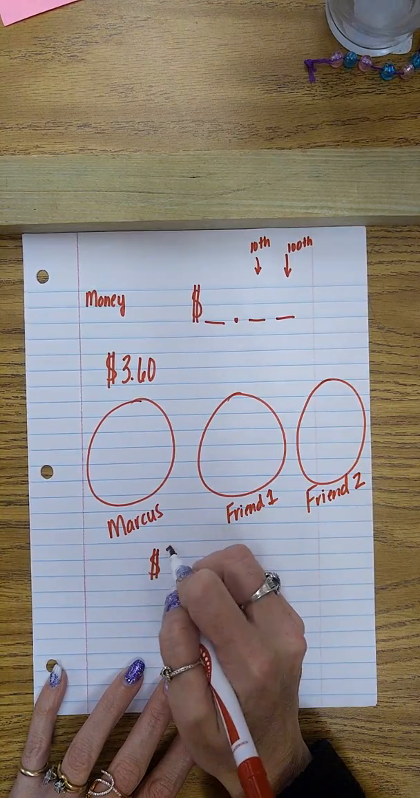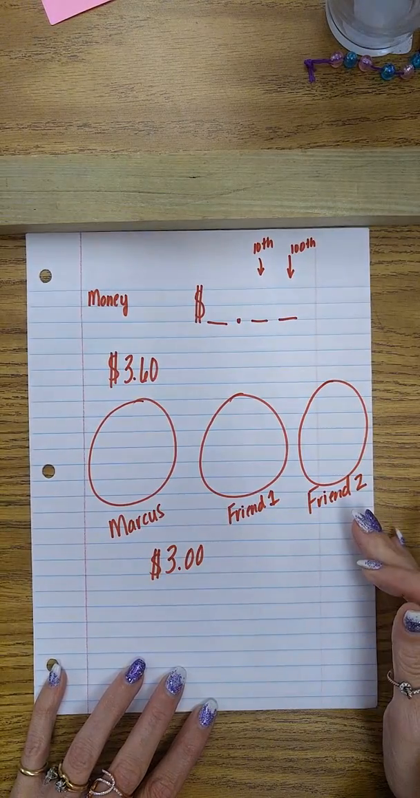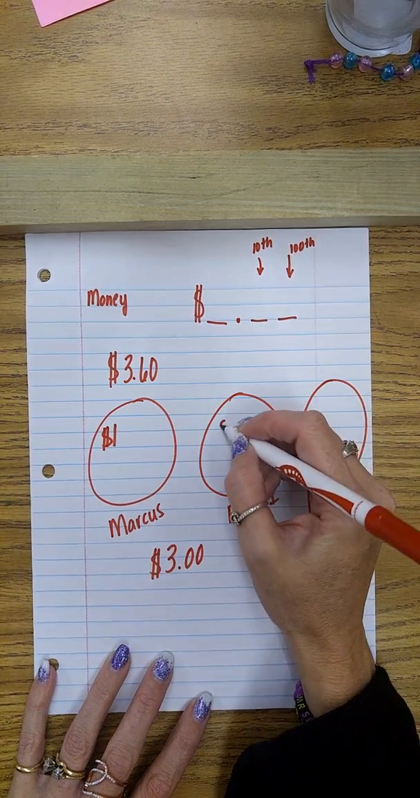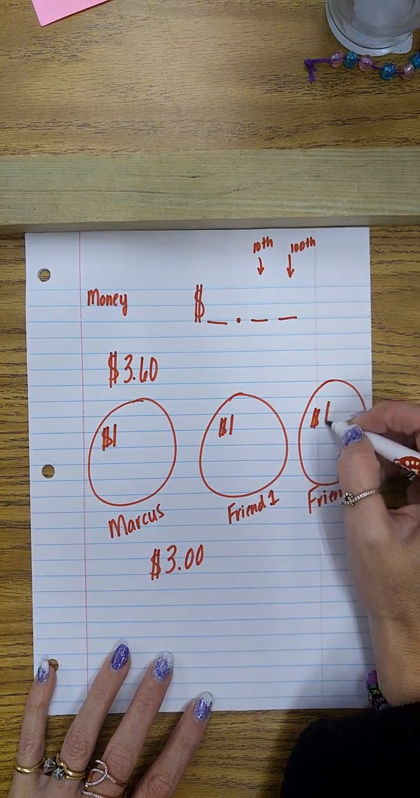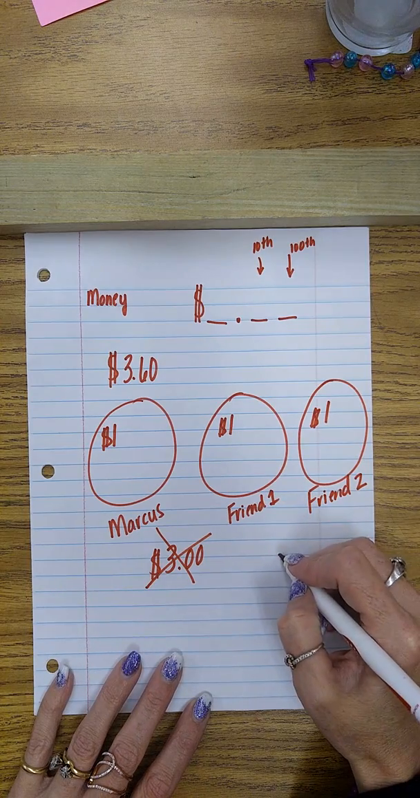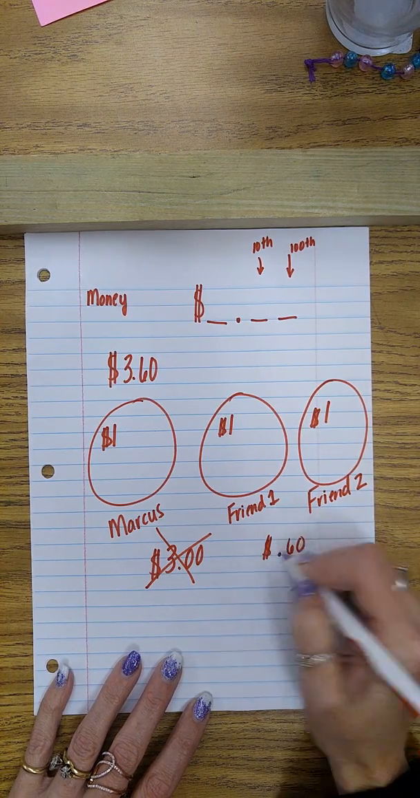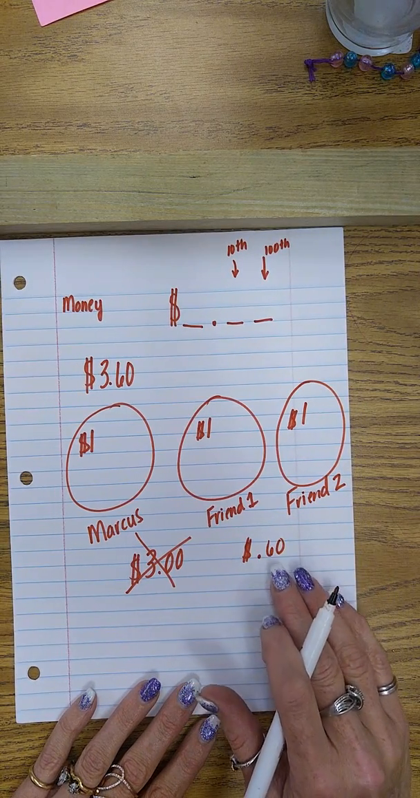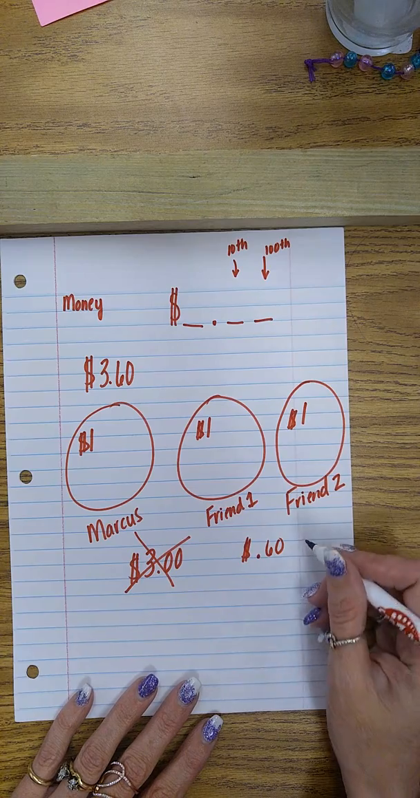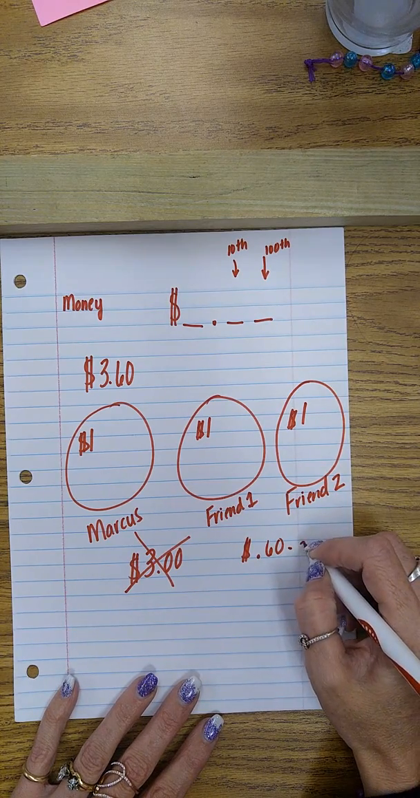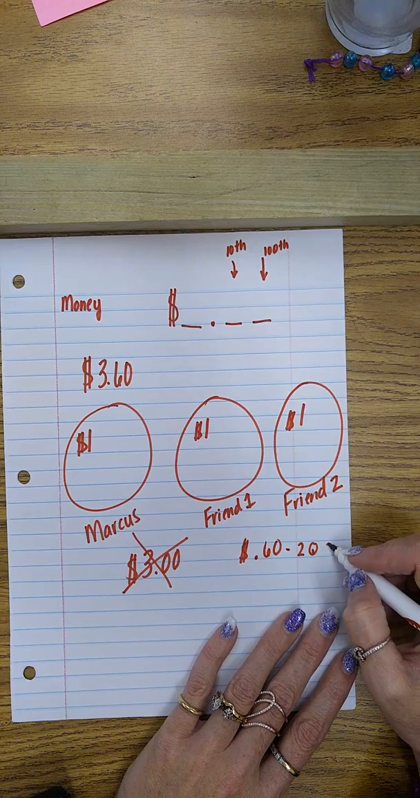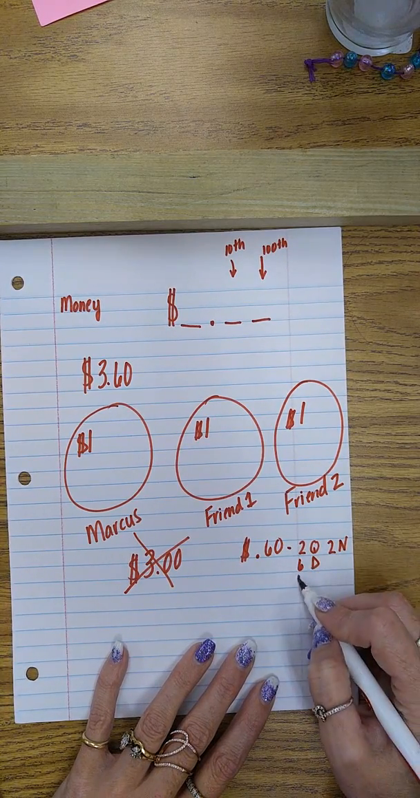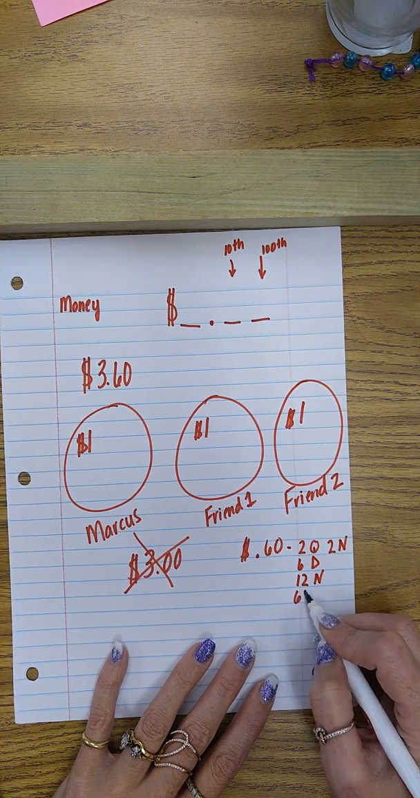So I have $3. And how can I split $3 evenly? Well, that is actually pretty simple. It would be $1 here, $1 here, and $1 here. And that takes care of our dollars. We now have remaining 60 cents, and we need to split that up evenly. So we talked to the kids about being able to break this money into different denominations. I could do 2 quarters and 2 nickels. I could do 6 dimes. I could do 12 nickels. I could do 60 pennies.